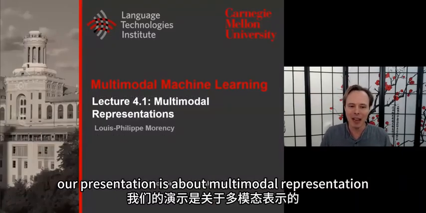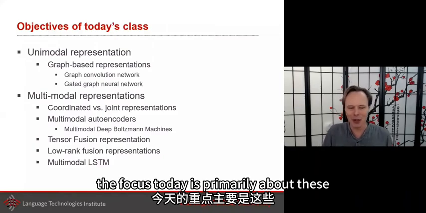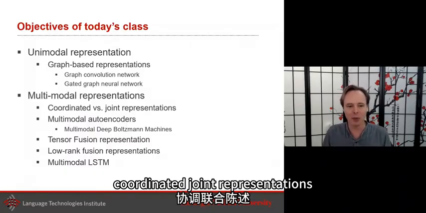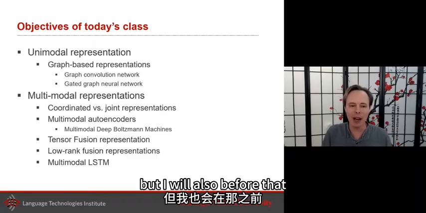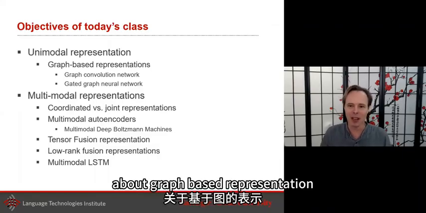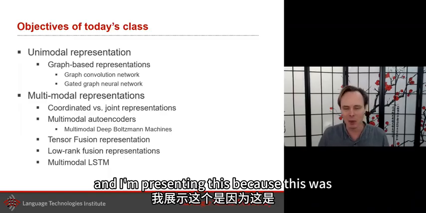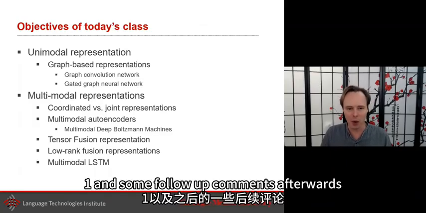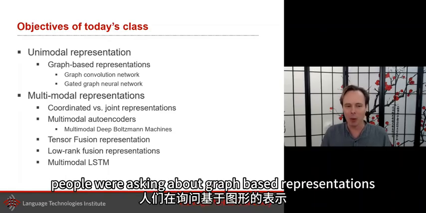Today, our presentation is about multimodal representation. The focus today is primarily about multimodal representation, coordinated joint representations. But before that, I will also discuss for a little moment graph-based representation. I'm presenting this because it was discussed a few times in the comments from lecture 2.1 and some follow-up comments afterwards. People were asking about graph-based representations.